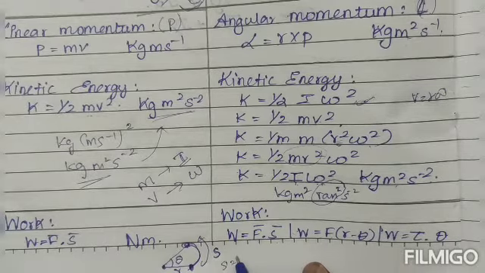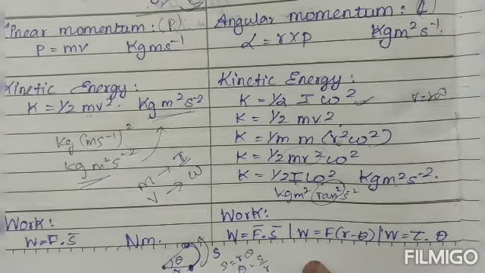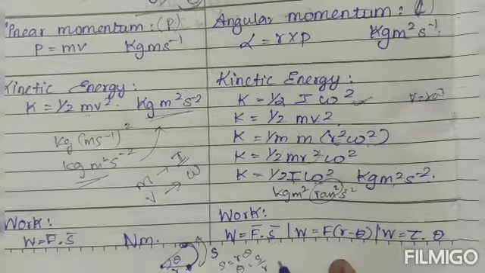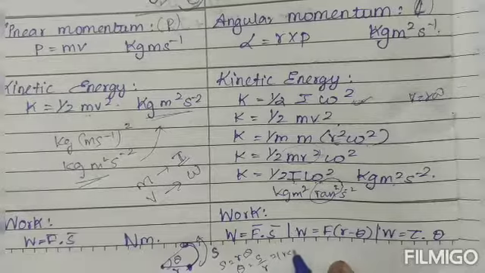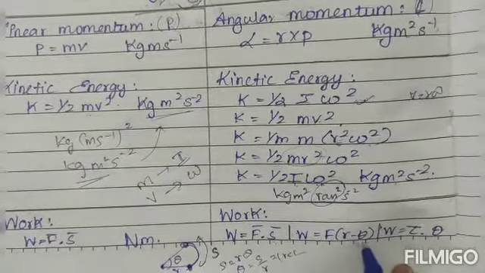S is equal to r theta, so theta is equal to arc divided by radius. Here, if the radius is equal to the arc, both values will be the same, so we get 1. That is 1 radian. So S in terms of r into theta.